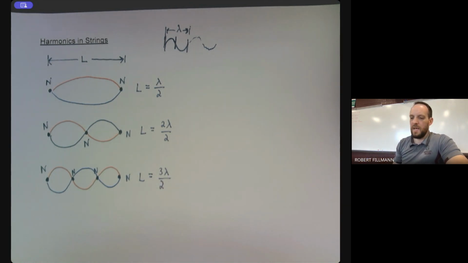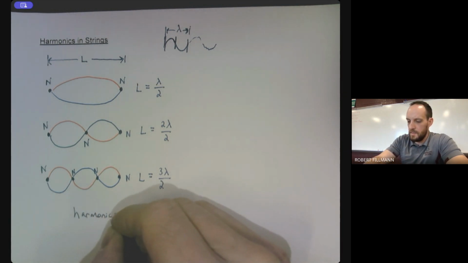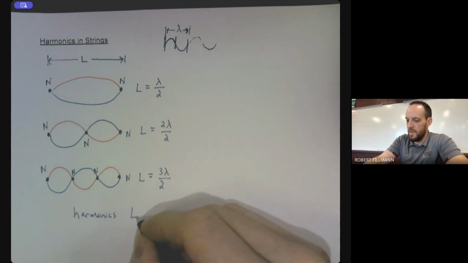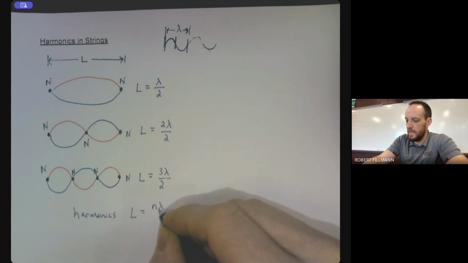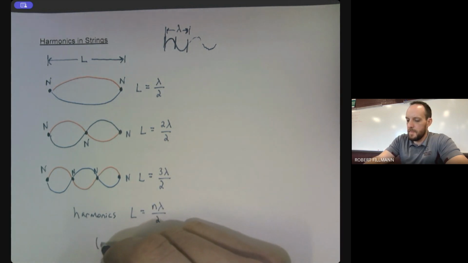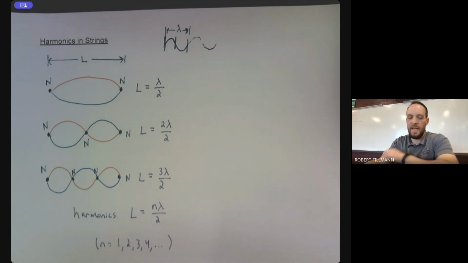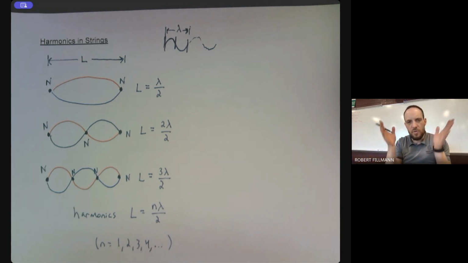So you can see what this pattern is. For the harmonics that can exist in this string, we're seeing the pattern as L equals n lambda over 2, and that n is my integers, 1, 2, 3, 4, etc. For as many as I have, I can get higher and higher pitch sounds, because as the wavelengths get shorter, it corresponds to higher frequency or higher pitch.